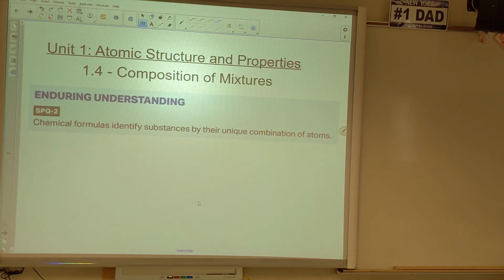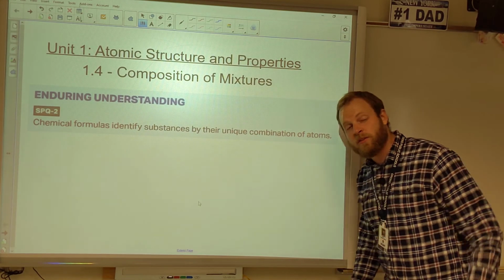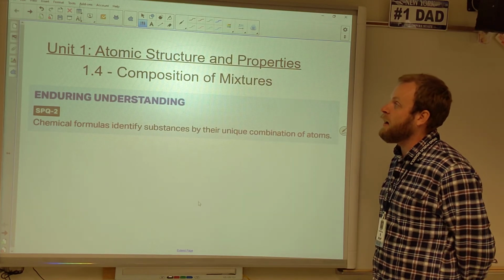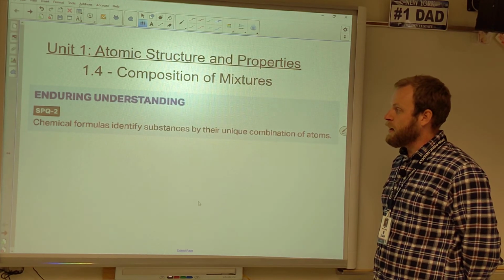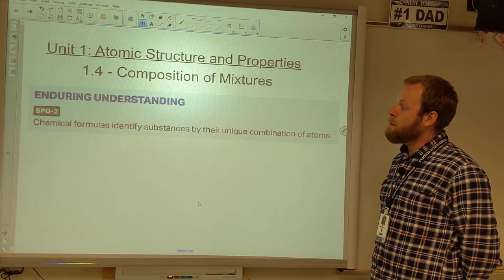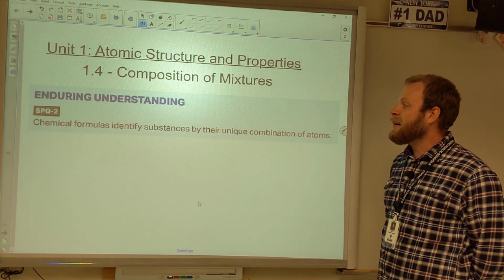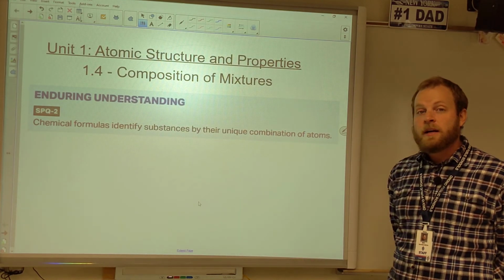Okay, this is learning target 1.4, the composition of mixtures. This is one of the shortest learning targets, so we'll be done with it in about 2 minutes. So this is all about mixtures, and it's that chemical formulas identify substances by their unique combination of atoms.